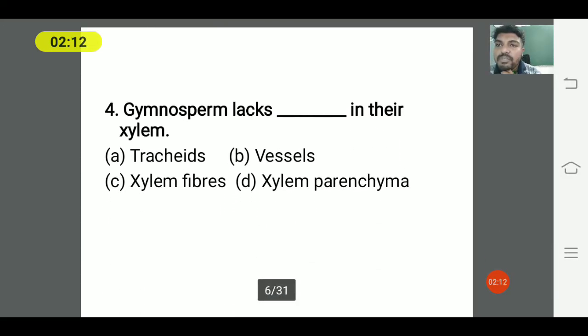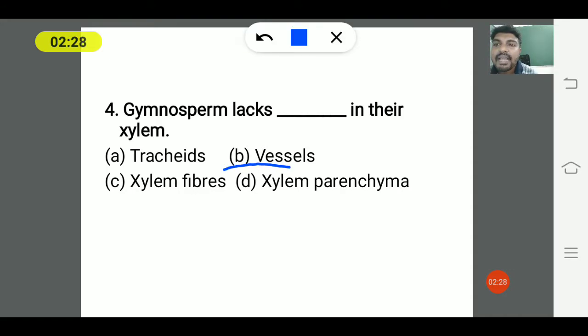Gymnosperms lack dash in their xylem. Option A tracheids, option B vessels, option C xylem fibers, option D xylem parenchyma. So the vessels is the main characteristic feature of an angiosperm. The vessels will be absent in the gymnosperms. So option B is the right answer. So there will be lack of vessels in the gymnosperms, we can say that.